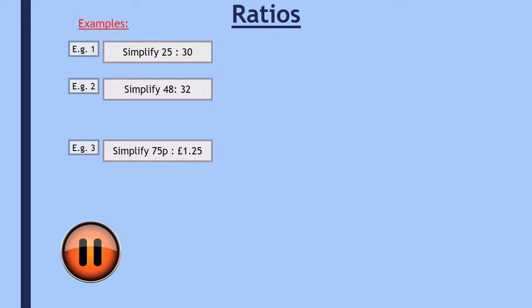Excellent. Are you ready to go through the answers? Well, let's go. If we simplify 25 to 30, we know that both of those numbers have a highest common factor of 5. 25 divided by 5 gives us 5, and 30 divided by 5 gives us 6. We can't simplify those numbers anymore, so the ratio in its simplest form is 5 to 6.